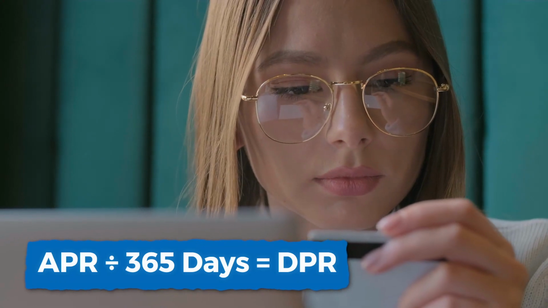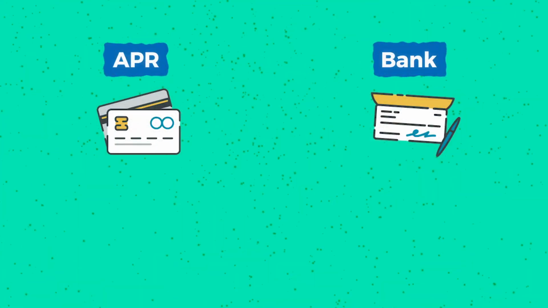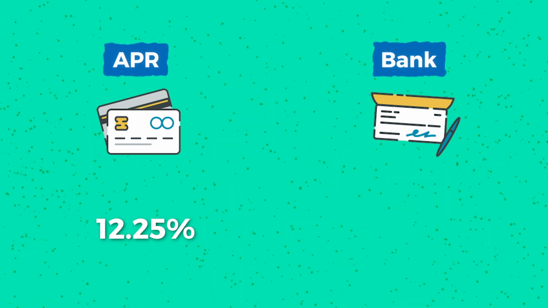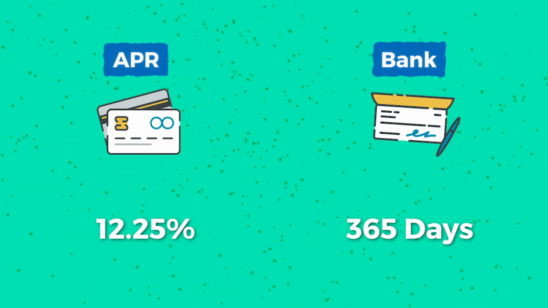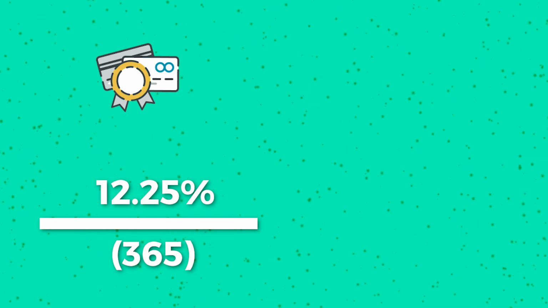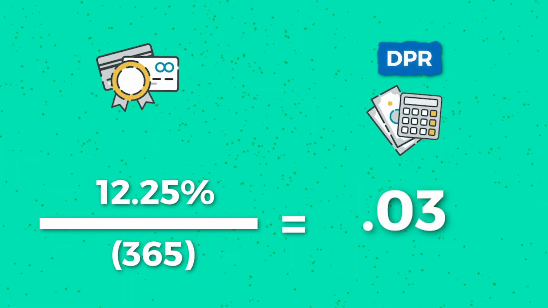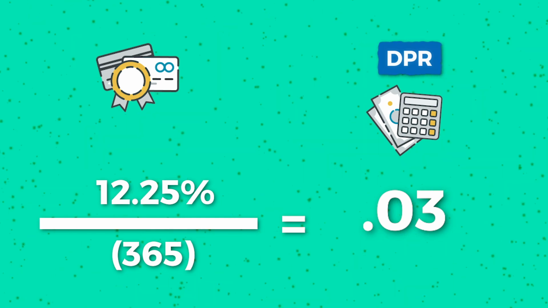And that's the amount of interest they're going to charge you based on your balance every single day. So for example, let's say the APR on your credit card is 12.25%, and your bank considers a year to be 365 days. You'd divide the 12.25% by 365 to get a DPR of 0.03. And this is the amount that is applied daily to your unpaid credit card balance. And it compounds over time if the balance remains unpaid.